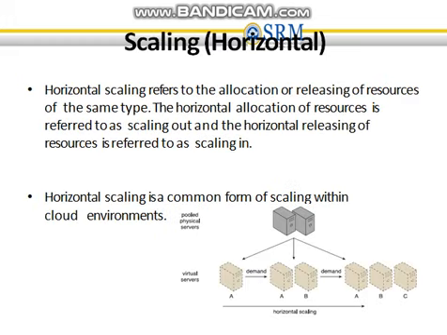When we look at horizontal scaling, it refers to the allocation or releasing of resources of the same type. The horizontal allocation of resources is referred to as scaling out, and the horizontal releasing of resources is referred to as scaling in. Horizontal scaling is a common form of scaling within the cloud environment. That is, you have two physical servers and n number of virtual servers for the given physical servers. You allocate or release resources of the same type. Here it is a server.